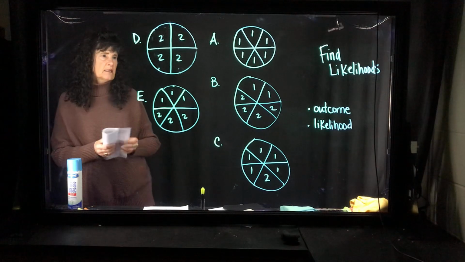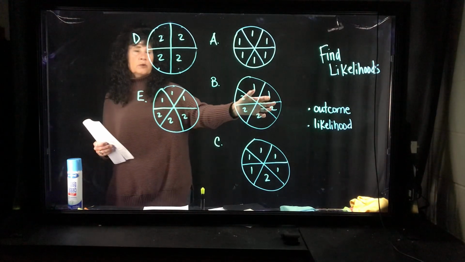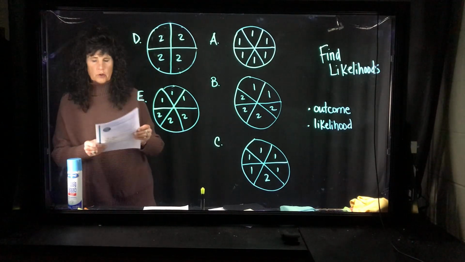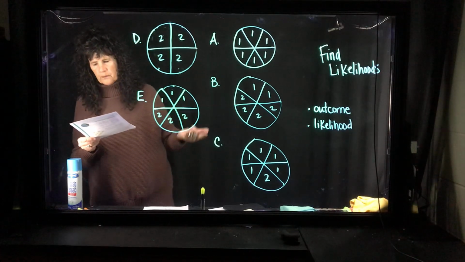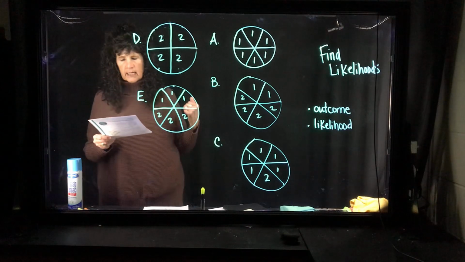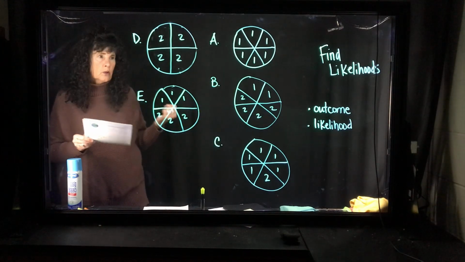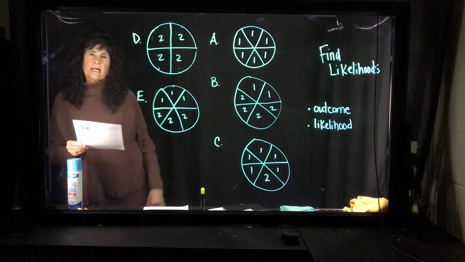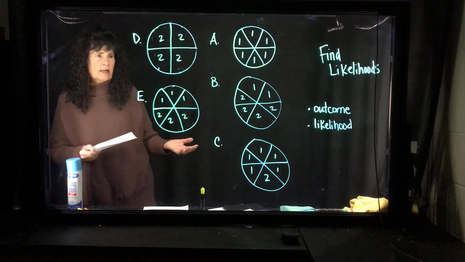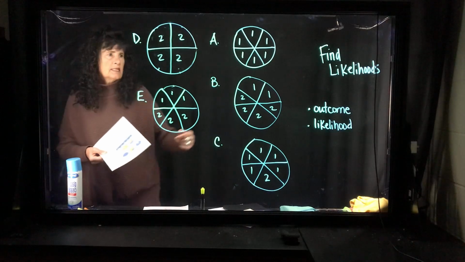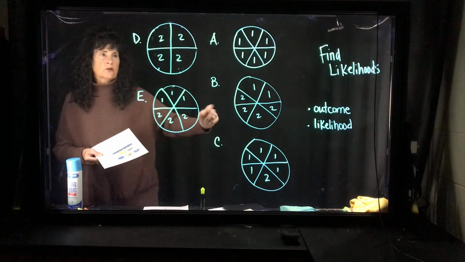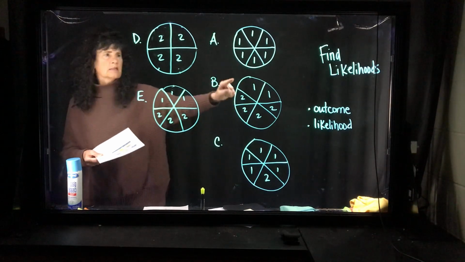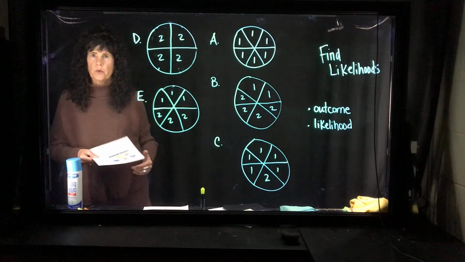Let's look at B. Here I have 2 sections that are 1 and 4 sections that are 2. So if you look at your choices of impossible, unlikely, equally likely, likely, or certain, what would you say about B? I'd say it's probably likely, okay? There's more chances than not, because I have 4 sections that are 2 and only 2 that are 1, that it's likely, if I spun a spinner here, that it would land on the number 2.